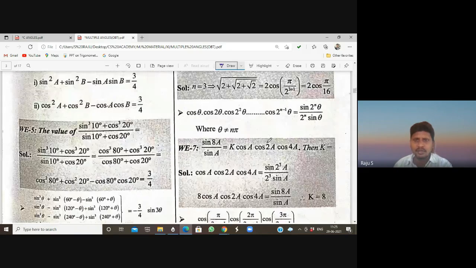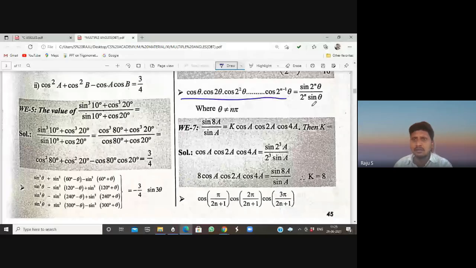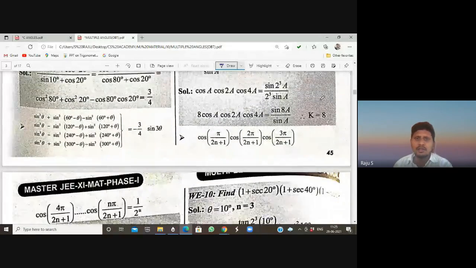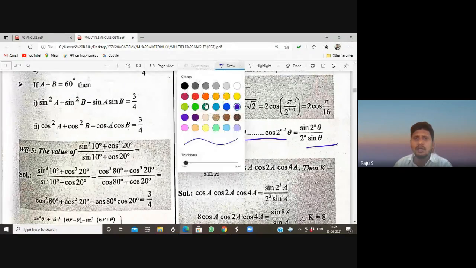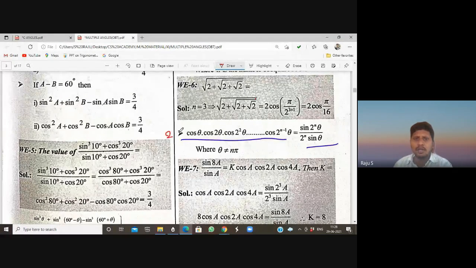If your formulas are there, this is also something you can try to remember. For this also a proof will be there; for everything a proof will be there. I know that proof, but what to do here actually? You can make them into sine 2 power n theta, so you can make them into sine 2 theta. For that, very simple: first, I multiply and divide with 2 sine theta. Here 2 sine theta cos theta is sine 2 theta. Okay, if I take this property here.